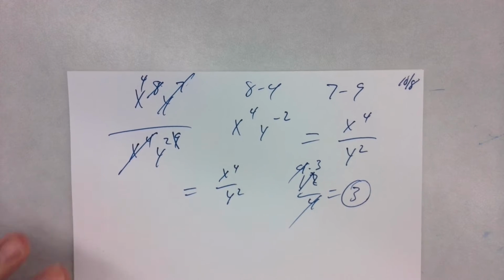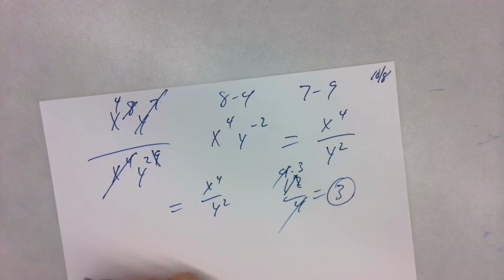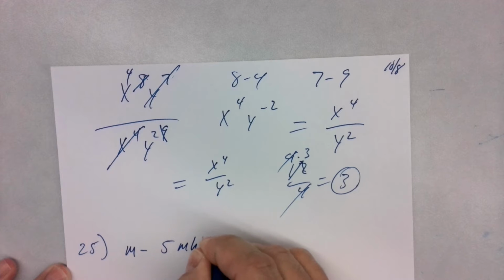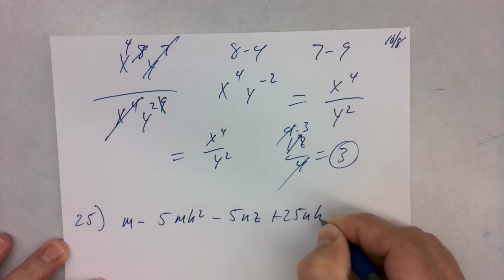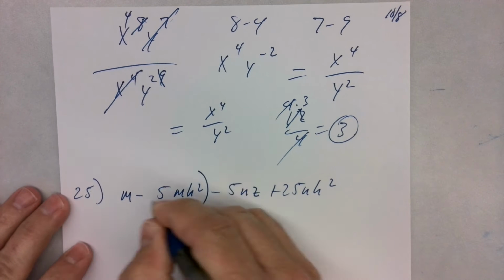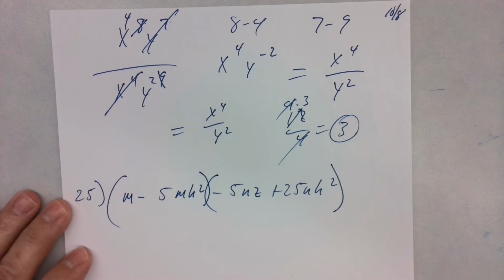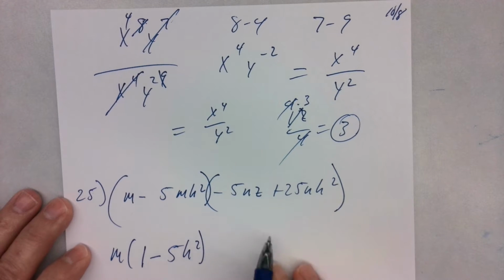Yo, Hadley. 25. Ah, 25 is a good one. So 25 says mz minus 5mh squared minus 5nz plus 25nh squared. Like that? Yeah. Okay, so we're going to group the first two and the last two, making sure I get that sign right. So what will come out of the first two? An m, right? Whenever I take the whole thing out, what has to be left? So I got 1 minus what? 5h squared.